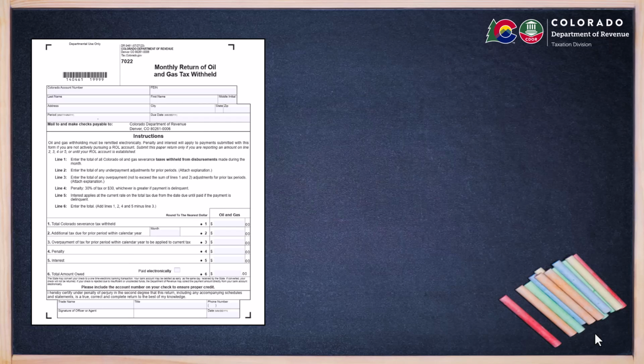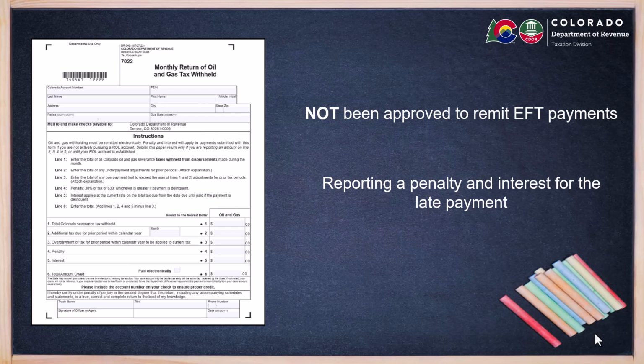A withholding agent who makes the required monthly withholding remittance via EFT is not required to file a separate paper return. A withholding agent should only file Form DR 0461, monthly return of oil and gas tax withheld, and remit payment by paper check if they have not yet been approved to remit EFT payments or they are reporting a penalty and interest for the late payment of their monthly withholding.